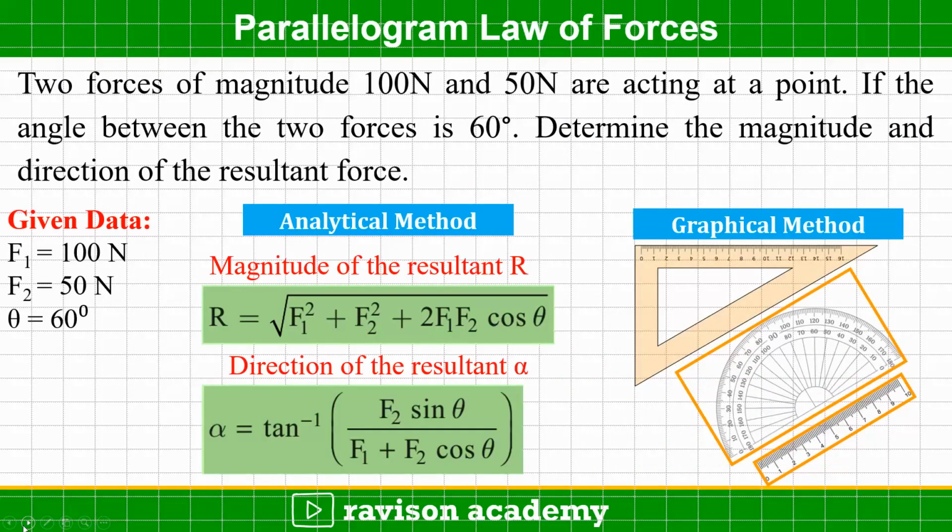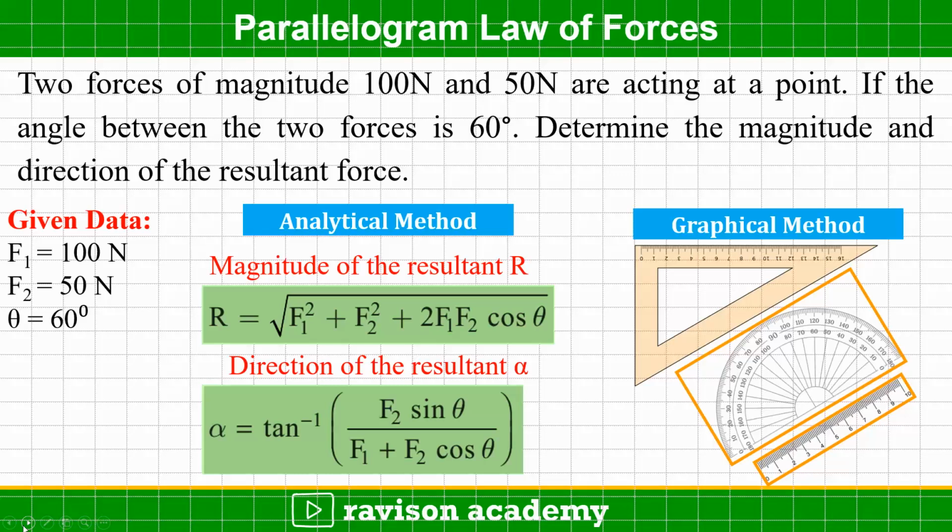So here we can see a simple problem based on the parallelogram law of forces. Two forces of magnitude 100 Newton and 50 Newton are acting at a point. If the angle between the two forces is 60 degrees, determine the magnitude and direction of the resultant force. Here we want to find the magnitude of the resultant R and the direction of the resultant alpha. So the given data is F1 equal to 100 Newton and F2 equal to 50 Newton and the included angle between them is 60 degrees, that is theta.